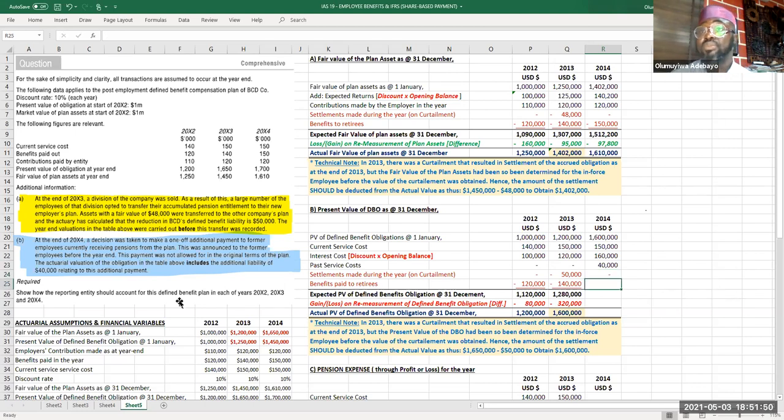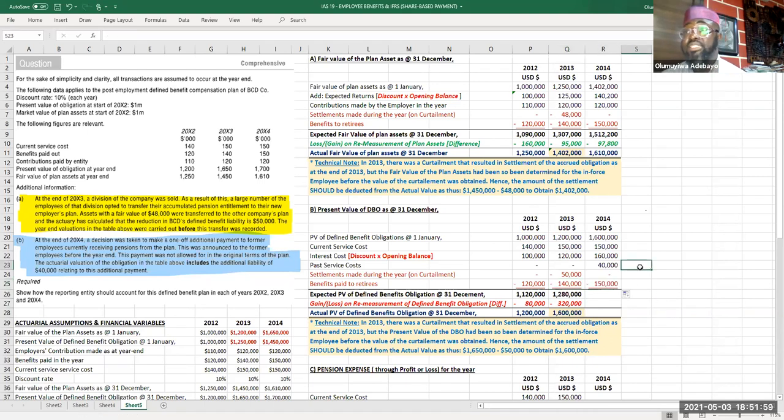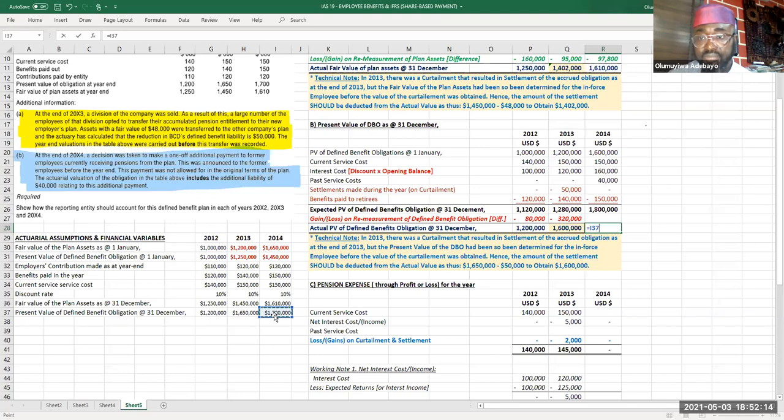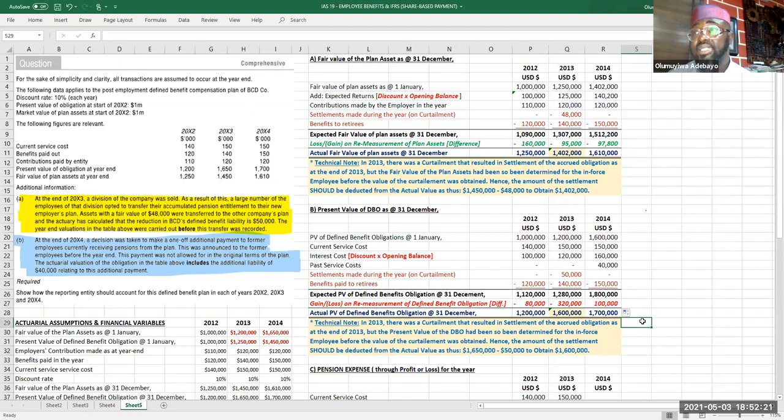There was no settlement. And what was the benefit paid? Benefit paid, if we drag it, is 150. Thereafter, our expected defined benefit obligation is 1.8. But actually, what do we have in our books as at the end of the year? It was 1.7. Therefore, we have, for the first time here, a gain on remeasurement of our liability, even though across our assets, we had a loss.